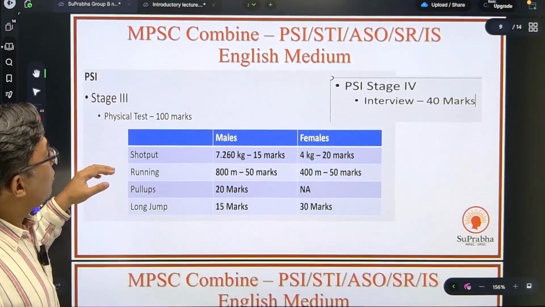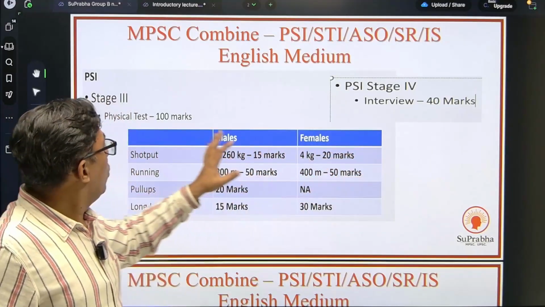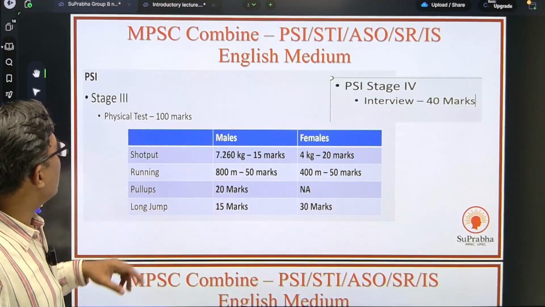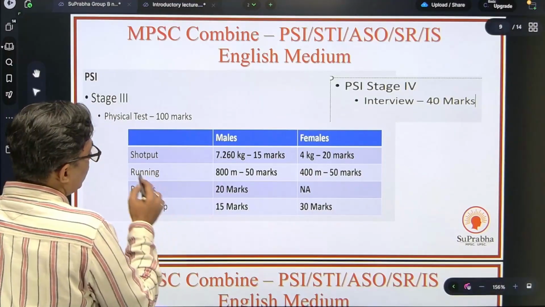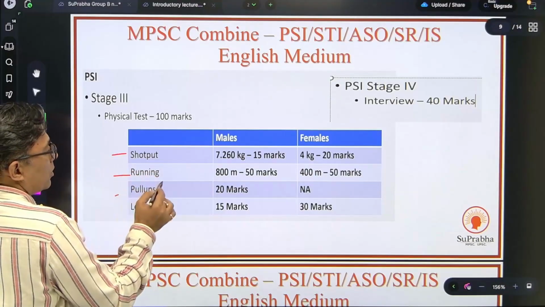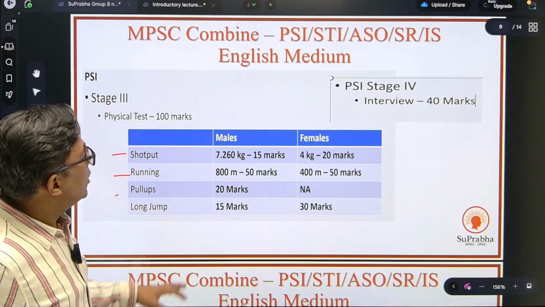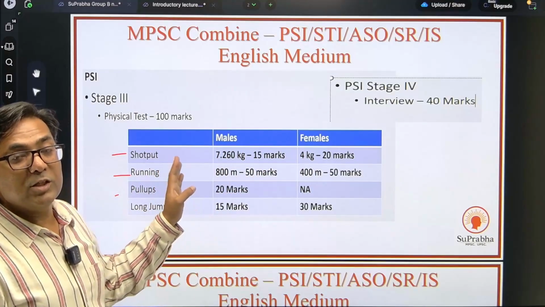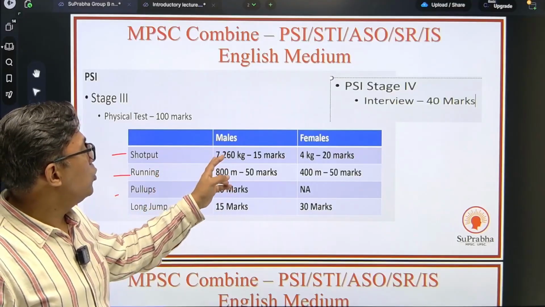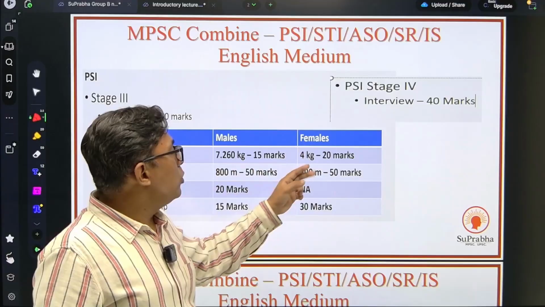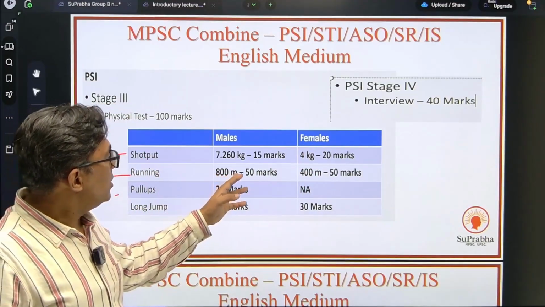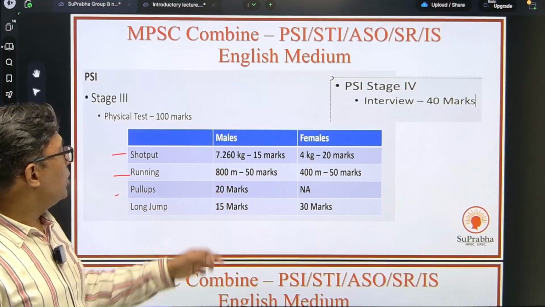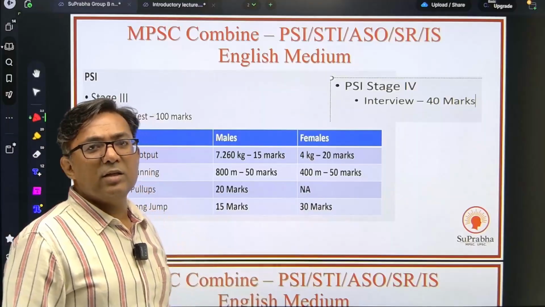Now for PSI, you have two more additional stages. One is the physical test and the other is the interview. What they are going to ask for the physical test is just 4 tests: shot put, running, pull-ups, long jump. For males and females, the marking system and the test are going to be different. For shot put, males have 7.2 kg, females will have 4 kg. Running is 800 meters for males, and females will have 400 meters running. Pull-ups are only for males, and long jump is for both males and females.